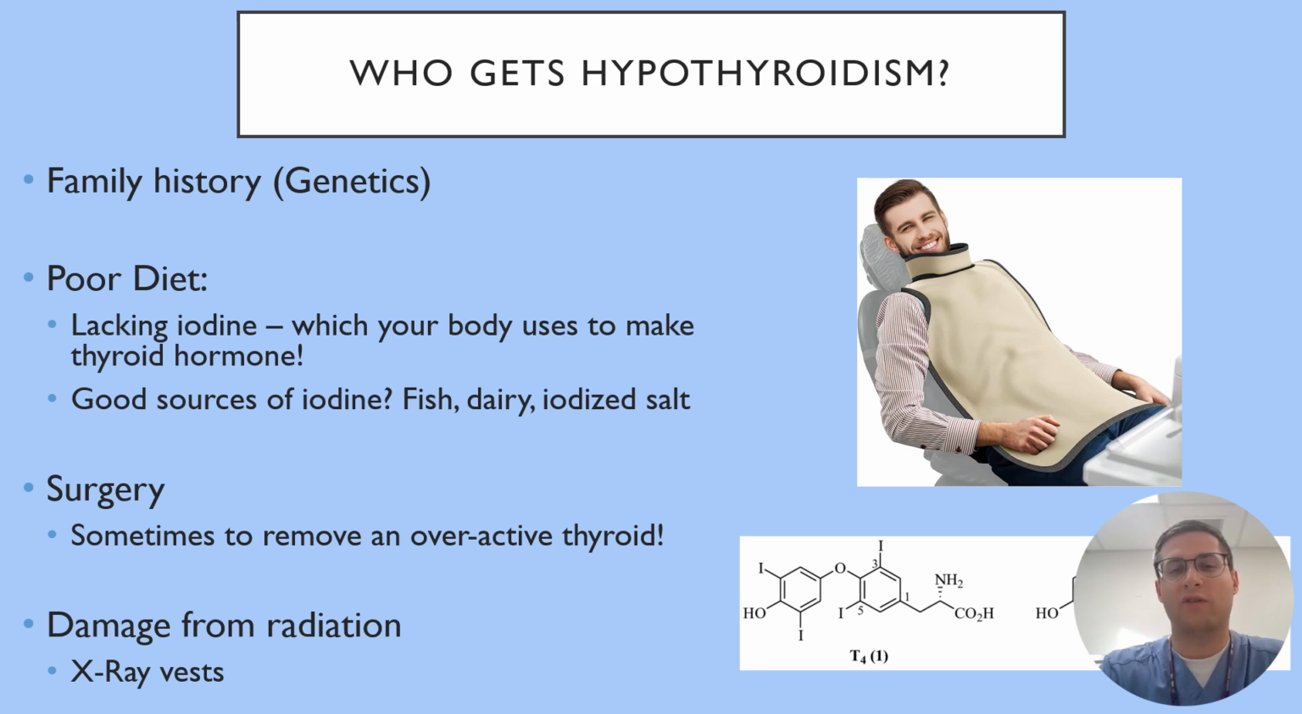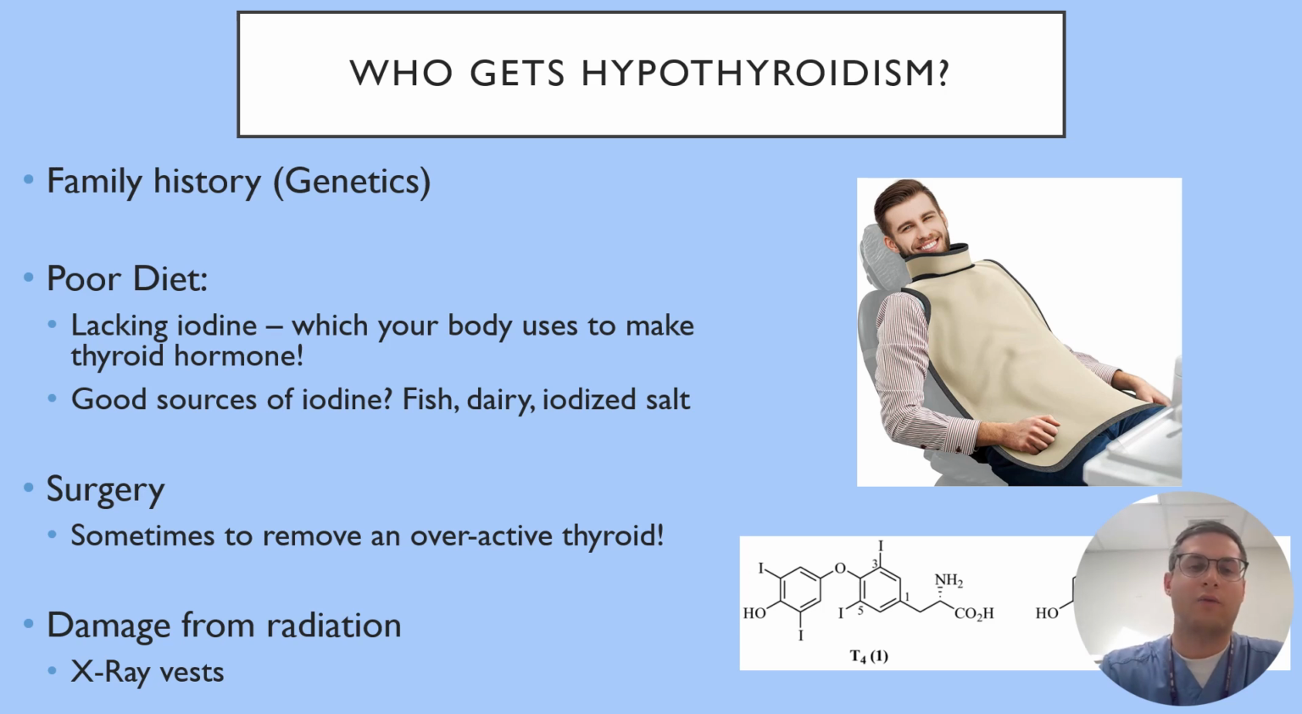So what are good sources of iodine in diet? Fish products, dairy products, iodized salt. Diets lacking in these increase your chances of having hypothyroidism. Surgeries, sometimes a sudden trauma to the body, or having to get the thyroid removed, essentially removes your ability to make thyroid hormone or can damage that delicate gland in the body, causing the need to treat this condition.